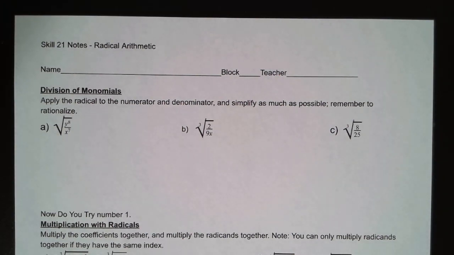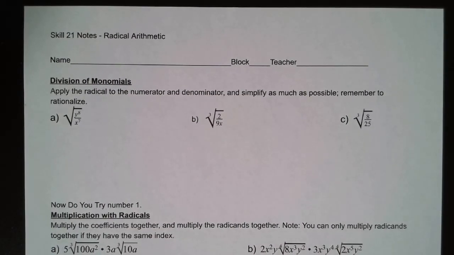Hello class. Today we're going to be doing skill 21. This is radical arithmetic. So we're going to be doing division, multiplication, and addition and subtraction as well. So for division, it says apply the radical to the numerator and denominator and simplify as much as possible.